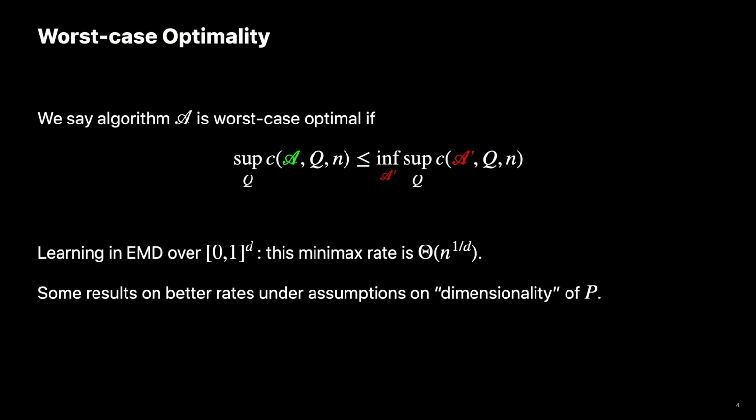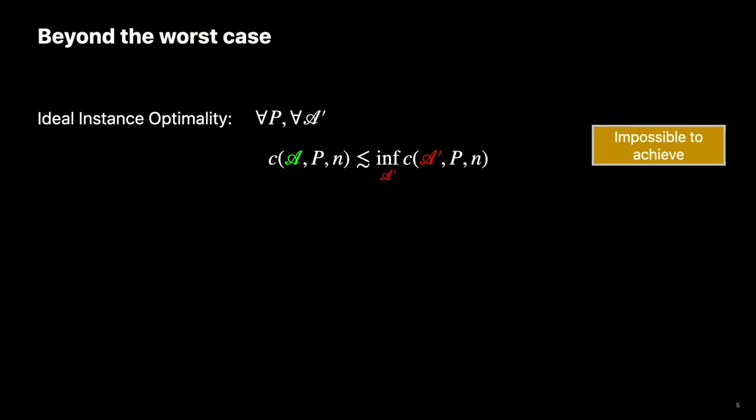So people have looked at going beyond the worst case, using various notions of dimensionality that are assumptions on this distribution Q. I want to talk about a different approach called instance optimality. Ideally, what I would like is that on any given distribution P, I do as well as any other algorithm could do on P. So this is saying instance by instance, I am optimal. My algorithm is as good as any algorithm you could come up with. Of course, this is not really achievable. There is a trivial algorithm that ignores the input and outputs P. The right-hand side is 0.